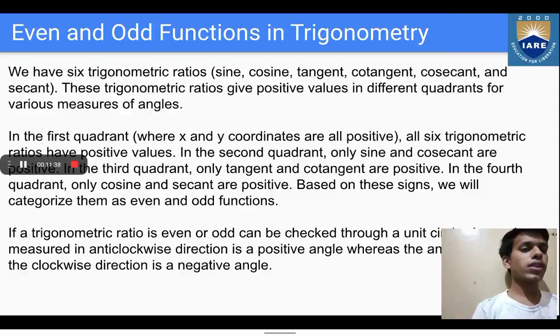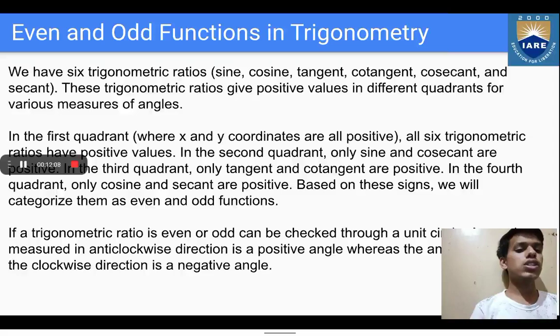So these trigonometric ratios give positive values in different quadrants for various measures of angles. In the first quadrant, where x and y coordinates are all positive, all 6 trigonometric ratios have positive values. In the second quadrant, only sine and cosecant are positive. In the third quadrant, we can see tangent and cotangent are positive. In the fourth quadrant, only cosine and secant are positive. Based on these signs, we will categorize them as even and odd functions.